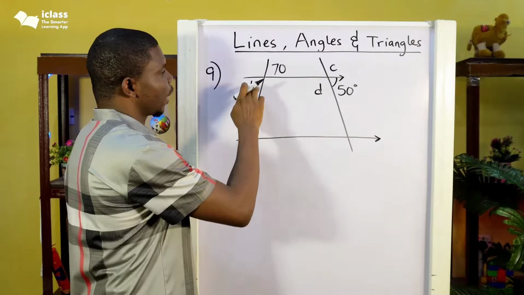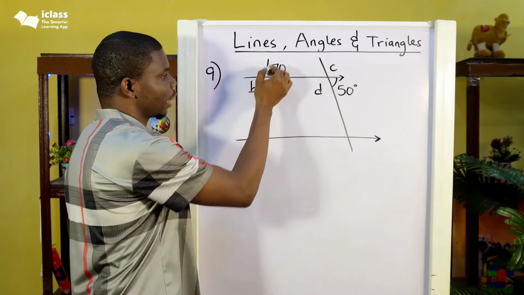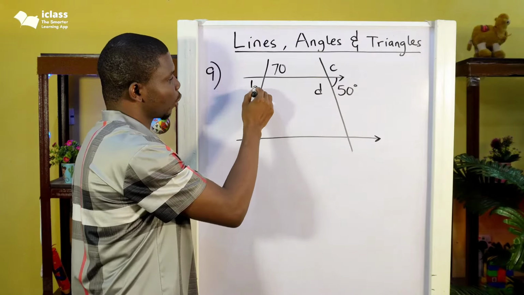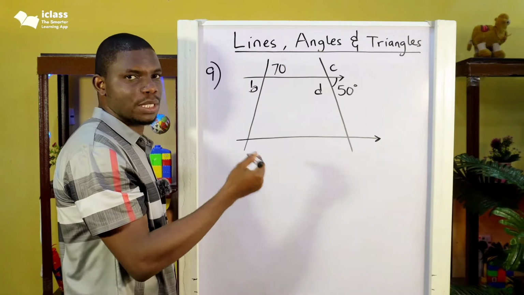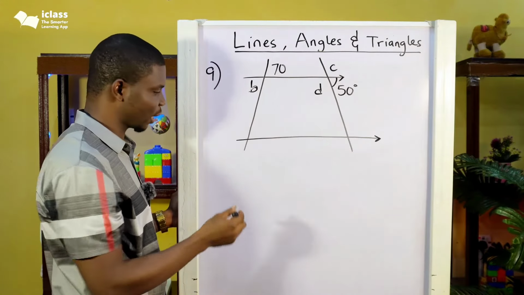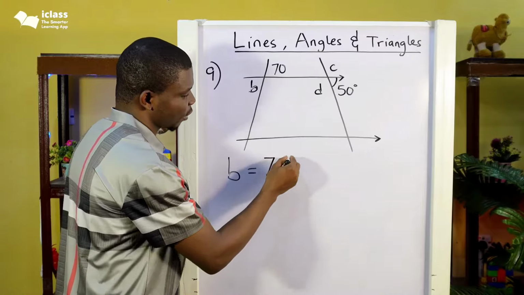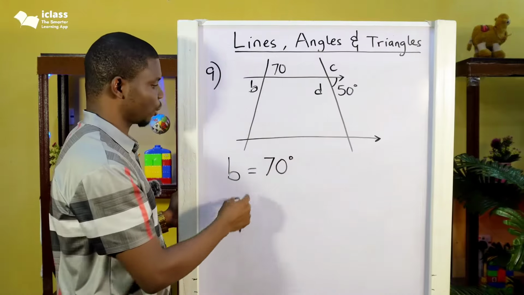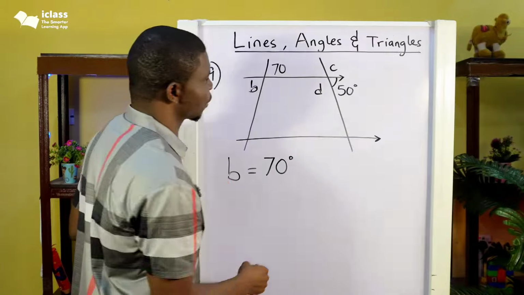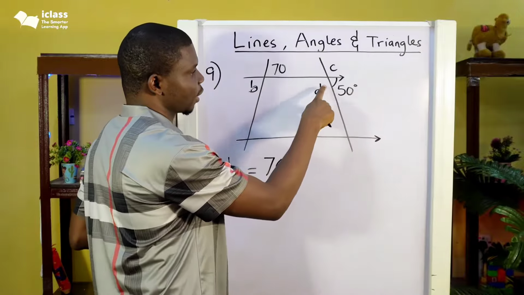Good. Now, this is a straight line and then another straight line. Remember, when you have two straight lines that cut each other, then you form vertically opposite angles. So B and 70 are vertically opposite, right? So we've gotten our value of B. Vertically opposite angles are equal. So B is equal to 70 degrees. Good.